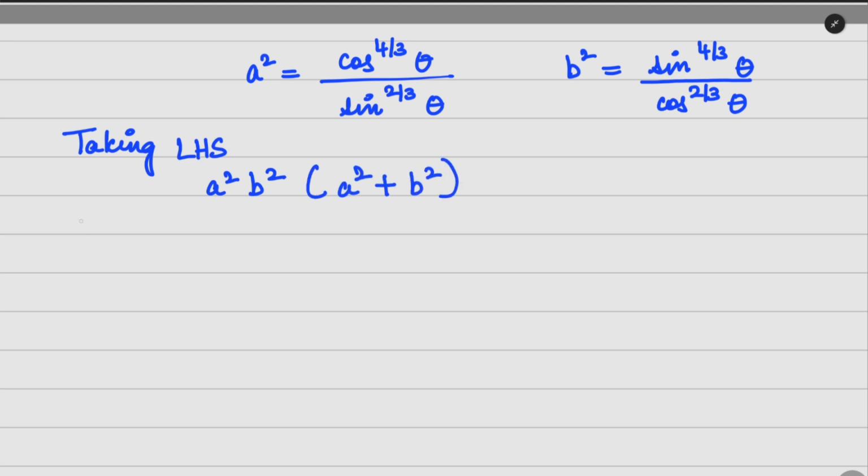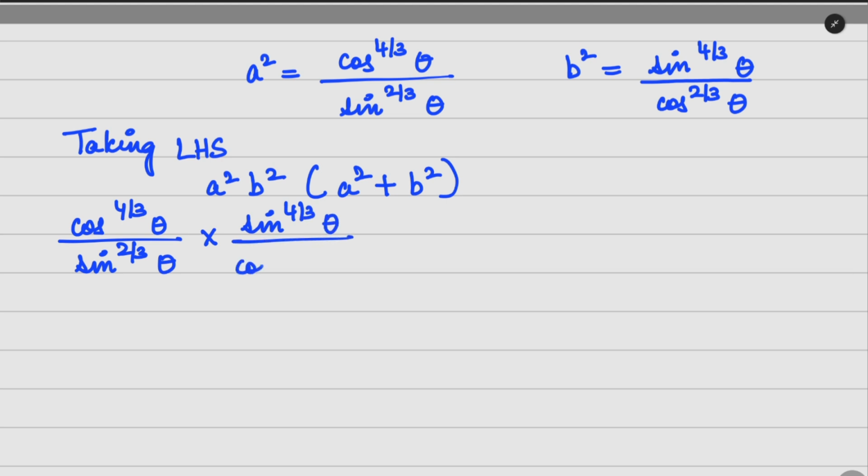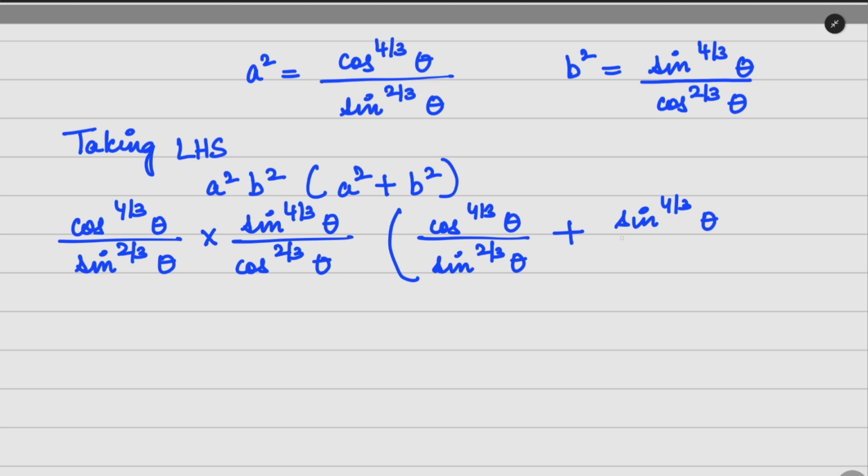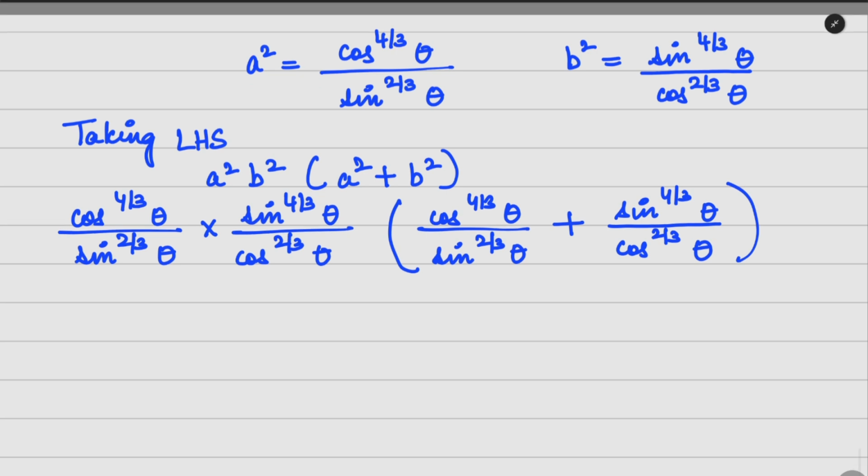Let's write it. What is a square? Cos 4 by 3 theta divided by sine 2 upon 3 theta, multiplied by b square, which is nothing but sine 4 upon 3 theta divided by cos 2 by 3 theta, multiplied by, write down, cos 4 by 3 theta divided by sine 2 upon 3 theta plus, as such, b square, sine 4 by 3 theta divided by cos 2 by 3 theta. Now comes the important step.